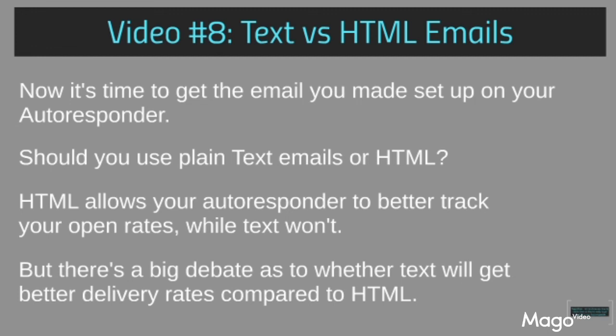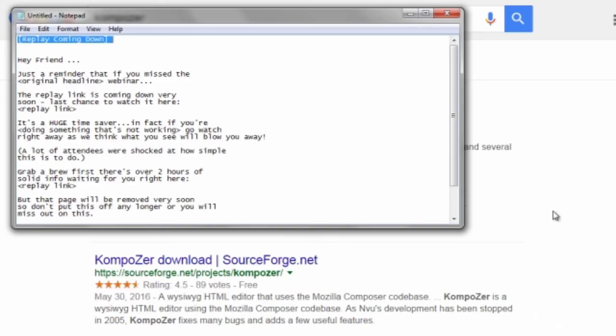Now, there is a big debate as to whether text will get better delivery rates compared to HTML. But we found that at the end of the day, if you can use HTML emails, great. If you have to stick with plain text, that's fine. So either way, I want to show you how to create both so that whatever route you take, you can figure out how to set things up correctly. This is actually very, very easy to do.